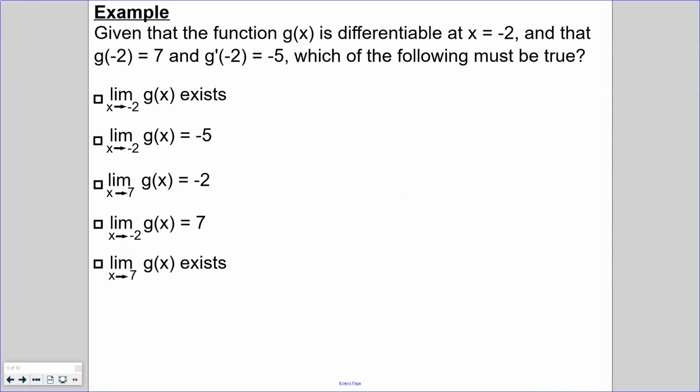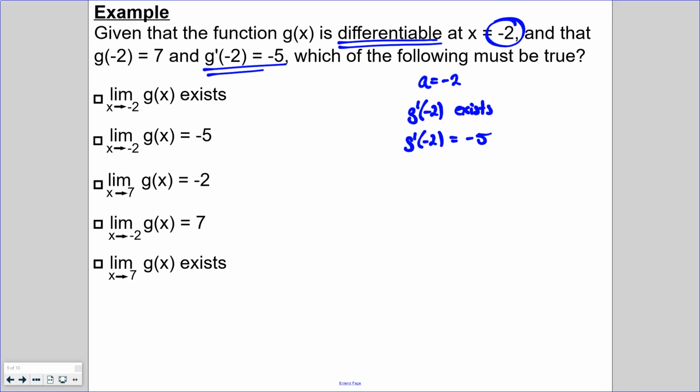All right, so for our last example, we can see that the function g of x is differentiable at x equals negative 2, and that g of negative 2 equals 7 and g prime of negative 2 equals negative 5. Which of the following must be true? All right, so let's go ahead and write down everything we know. First off, our a value is going to be negative 2. We are told that the function is differentiable. So therefore, g prime of negative 2 exists. And we can see in the problem that g prime of negative 2 is going to be negative 5.